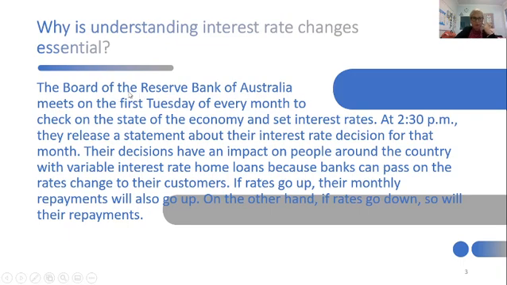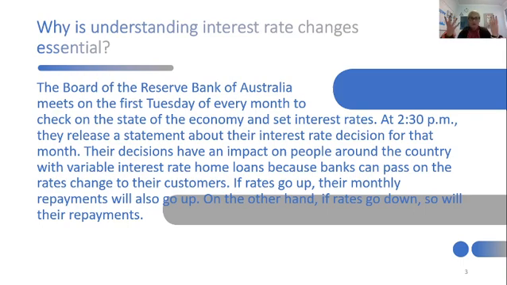So the Reserve Bank of Australia meets the first Tuesday of every month, and they check on the state of the economy and they set the interest rate. At 2:30, they release a statement and say why they've changed it to whatever they've changed it. Now, their decisions have an important impact on people around the country, because if you've got a variable interest rate home loan, it changes as their rate changes. So sometimes it can go up and sometimes it can go down.